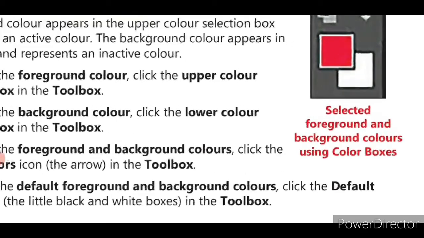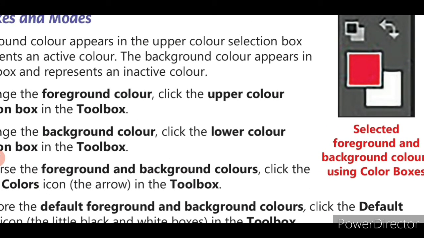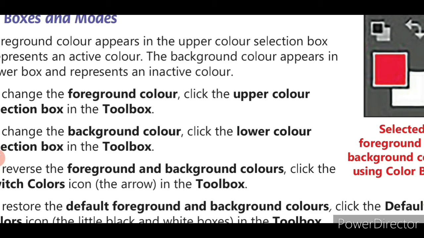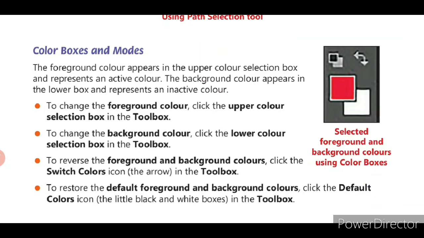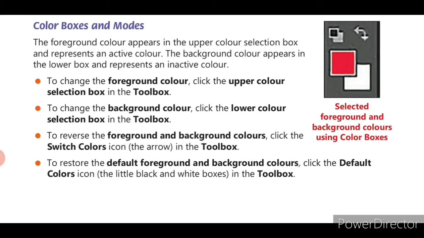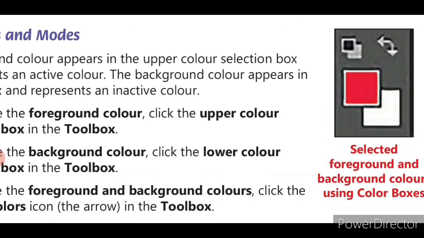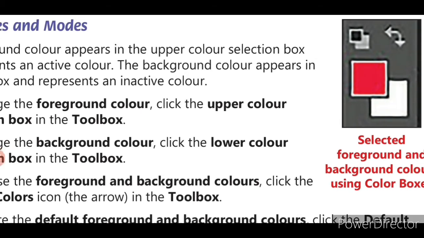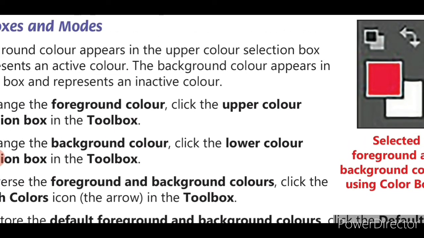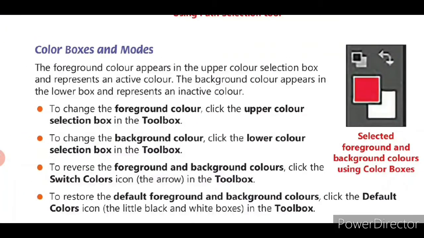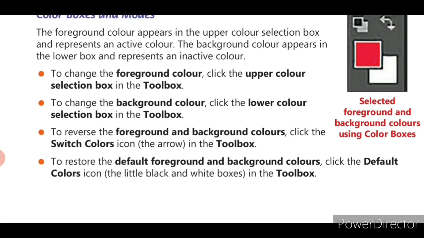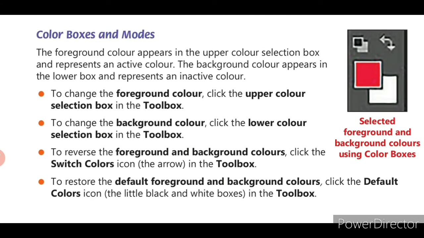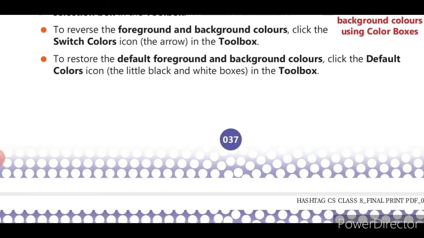Okay, see in this picture one arrow mark is there, right? This arrow mark is used to reverse the foreground and background colors. Okay, so to restore the default foreground and background colors, click the default color icons, the little black and white boxes in the toolbox. See this picture. The little box next to the arrow mark shows the default foreground and background colors. So in order to restore the default colors, we can simply click this default colors icon. Okay, clear? So this is about the color boxes and modes.